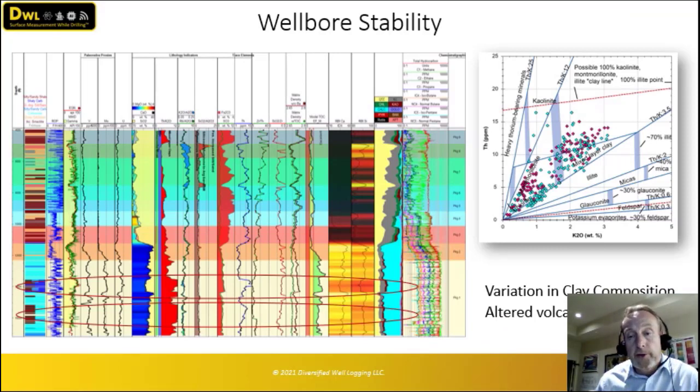We use things like thorium over potassium to get indications of clay speciation. In this particular instance, we can see that there are volcanic ashes identified in these sections, and that can have important implications from a wellbore stability perspective. We can also get indication of changes from illite to smectite, which can be used to better understand wellbore stability and avoid MPT associated with those sort of issues.